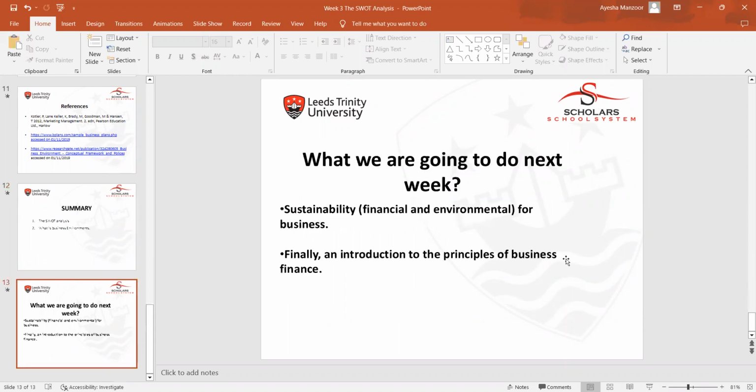And here are the points we are going to cover in the week 4 slides: sustainability, financial and environmental for business, and then an introduction to the principles of business finance. And now let's move toward the week 4 lecture of fundamentals of marketing, in which we are going to cover these learning outcomes in week 4: what sustainability and financial sustainability are and their impact on the business, and the principles of business finance and overall business sustainability.